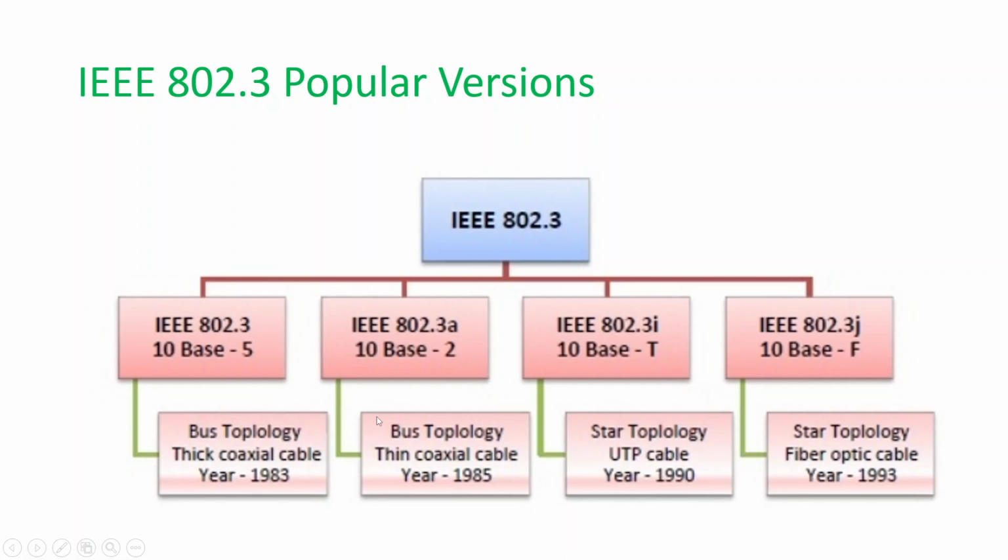These are some popular versions of Ethernet. IEEE 802.3, that is 10Base5. Here 5 means 500 meters of segment length, and 10 means 10 megabits per second, that is the throughput. This type uses bus topology and thick coaxial cable. 802.3a, which is 10Base2, uses bus topology and thin coaxial cable. This is the year it was developed. IEEE 802.3i, 10BaseT, uses star topology and twisted pair cable, and was developed in 1990. IEEE 802.3j, 10BaseF, uses star topology. Fiber optic cable is the physical medium to transmit the data, and it was developed in the year 1993.